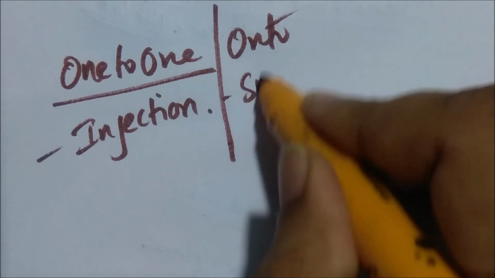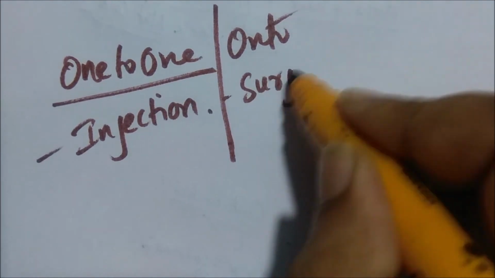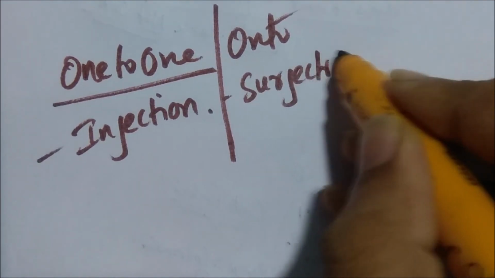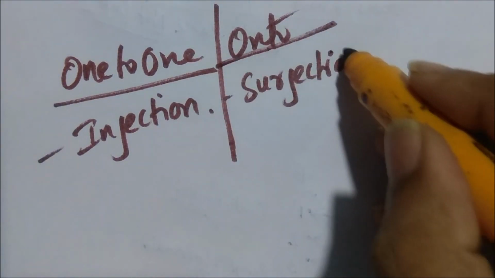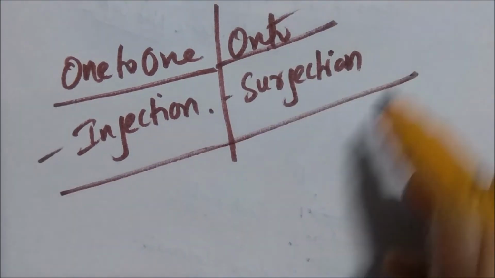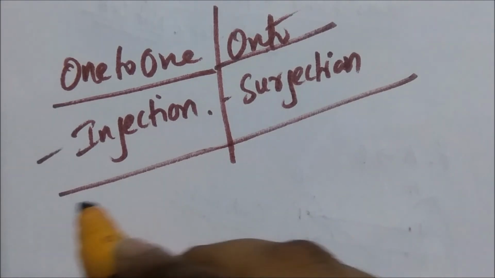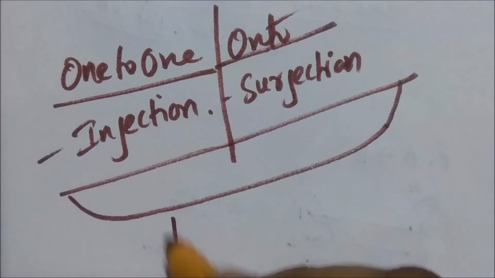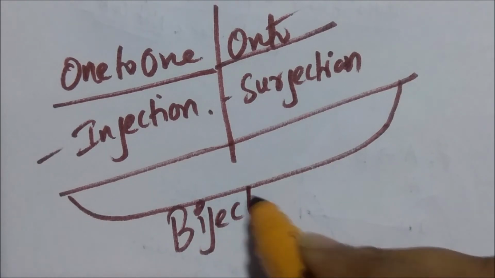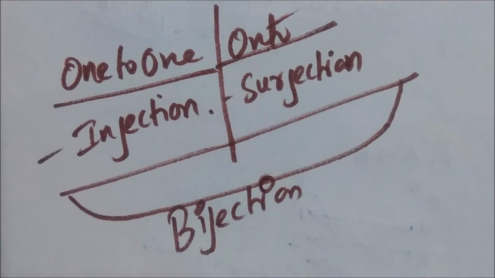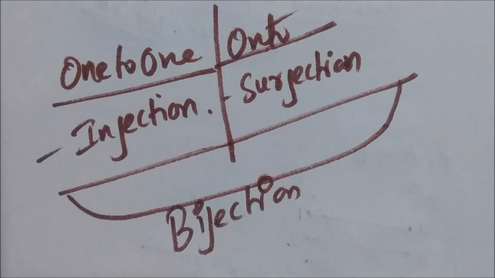A one-to-one function is also called an injective function, or the function is an injection. Now, we did not mention it, but the onto function is also called a surjection. The function is a surjective function or a surjection. Now, when a function is both injection and surjection, it is a bijection. The function is a bijection if and only if the function is both injection and surjection. So it is nothing but when a function is both one-to-one and onto, it is a bijective function.